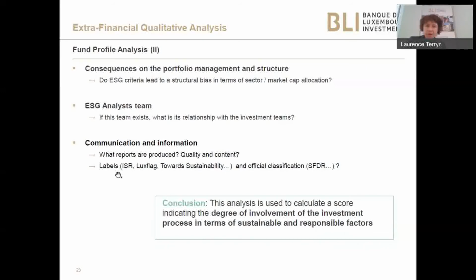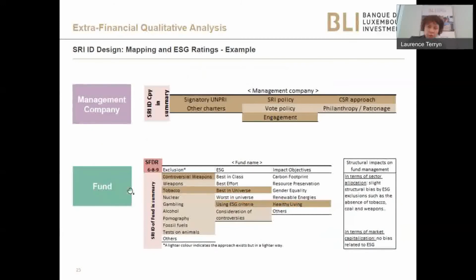As a conclusion, for this analysis on the fund profile side, we can calculate a score indicating the degree of involvement in the investment process in terms of sustainable and responsible factor. To give you a broad view now of the result of this long analysis, first you see on a management company, we have different points. We summarize with a graph with some color, the points which are quite developed at the company, the points which are still in evolution.